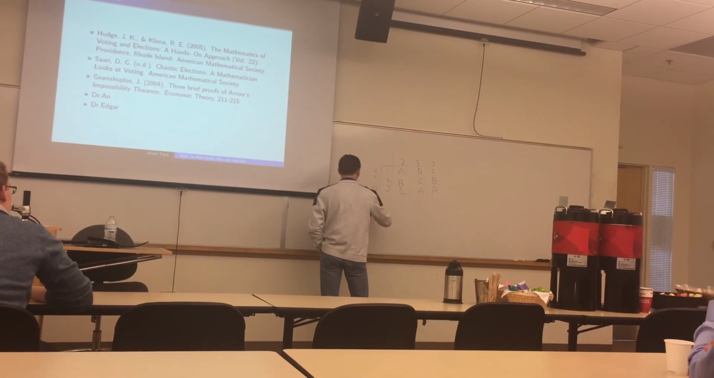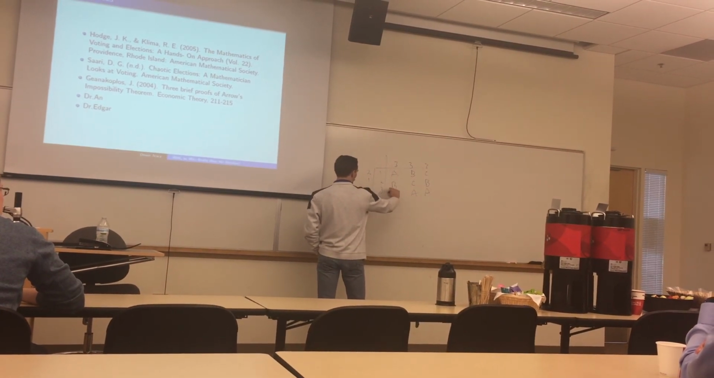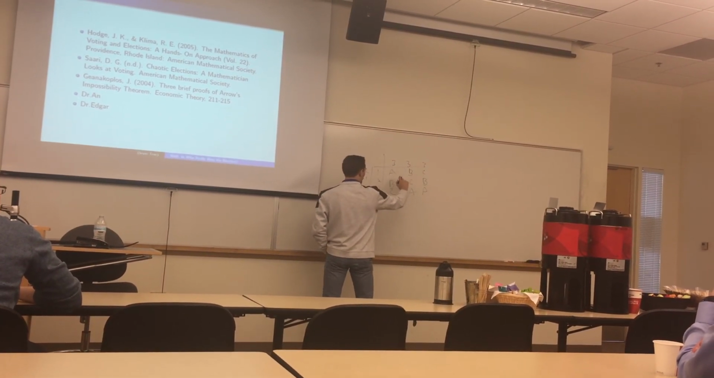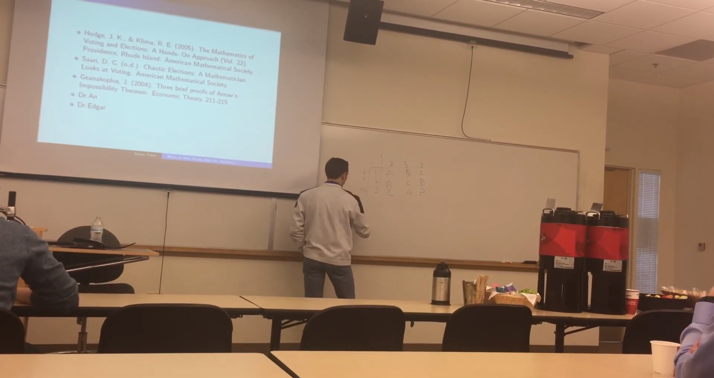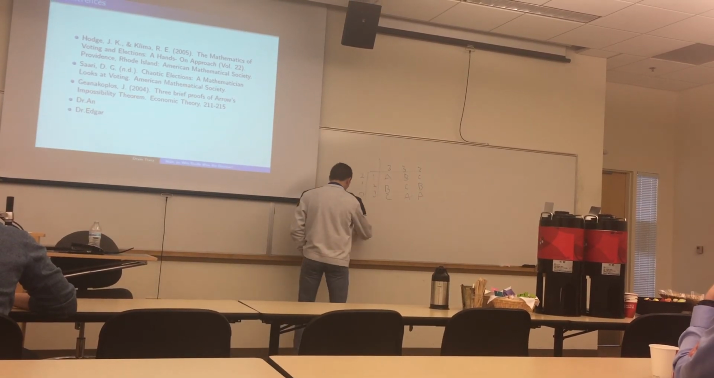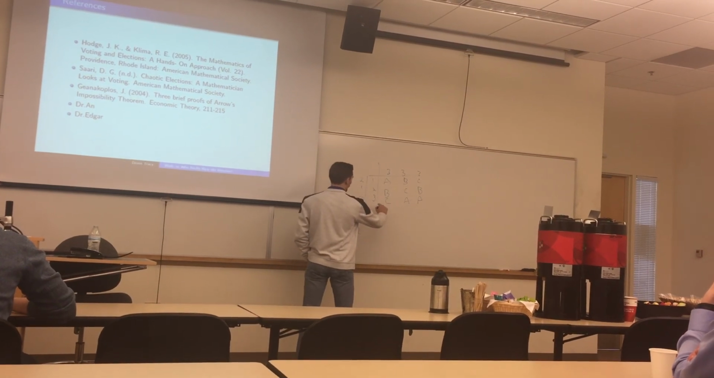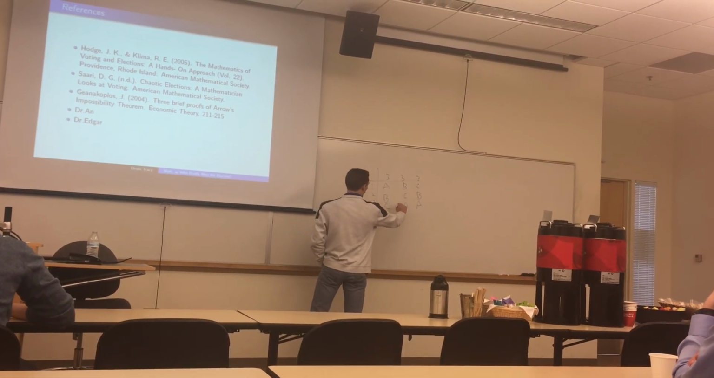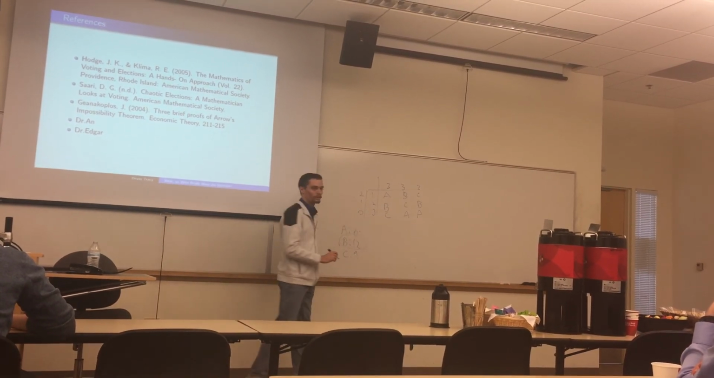So A gets 6 points here. Candidate B would get 3 points, plus 6 points, plus 3 points. Candidate B gets 12. And candidate C would get 9: 0 points, plus 3 points, plus 6 points. So B would be our winner of this election.